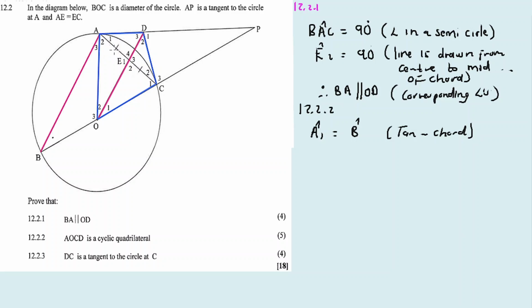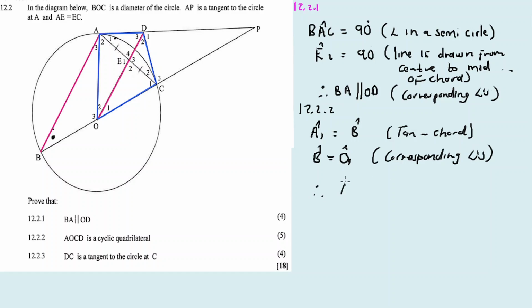We just proved that this one is equal to this one, and this angle B is also equal to O1. Angle B is equal to angle O1. Corresponding angles now. Corresponding angles. Yes? Now guess what again?